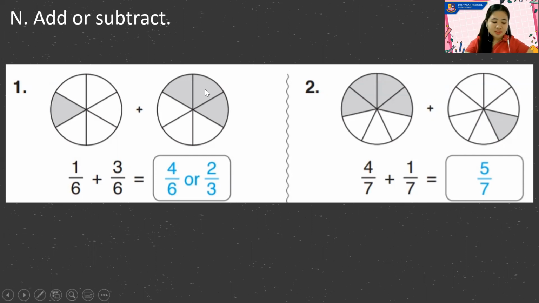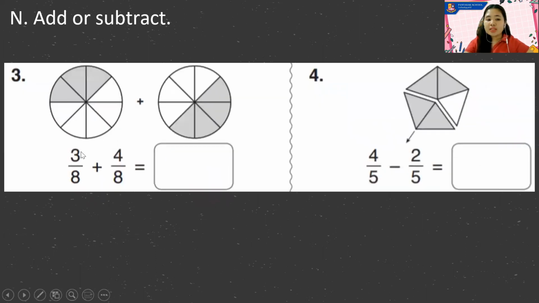Okay, very good. Next, let's go to number 3. 3/8 plus 4/8. Okay, quickly. 3 plus 4. 3 plus 4, that is? Okay, 7/8. You just copy the denominator. 7/8.